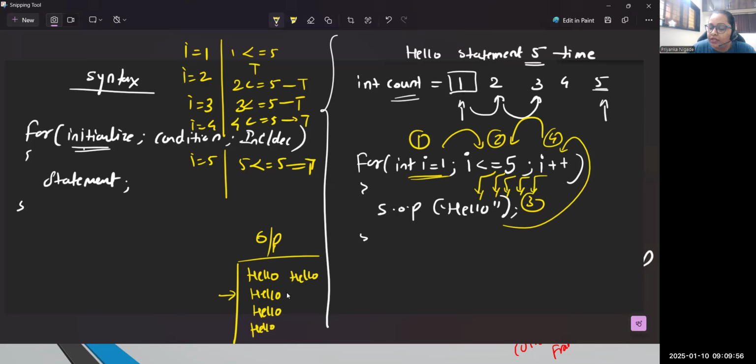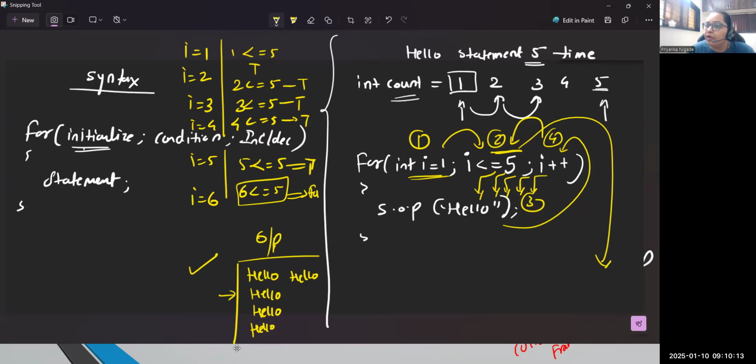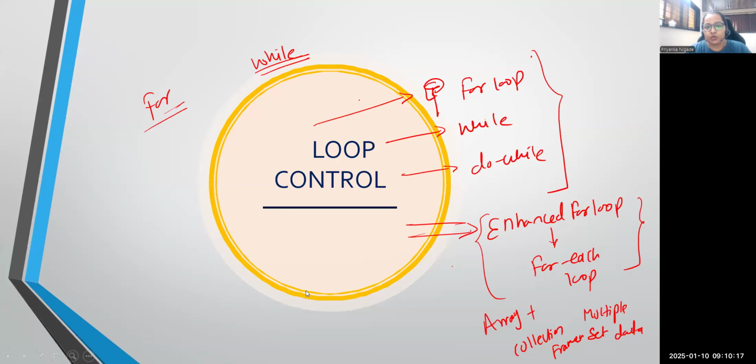Great. After that, i will be incremented again, but it will not match the condition. 6 is less than or equal to 5? No. Here you will get a false. Whenever the condition does not match, control will come outside the loop and you will see hello printed 5 times in the console. Got it?